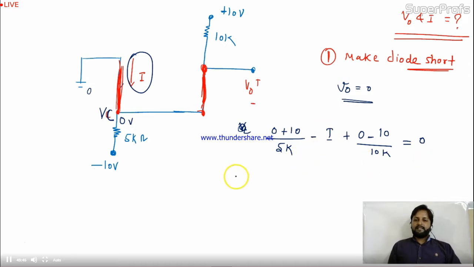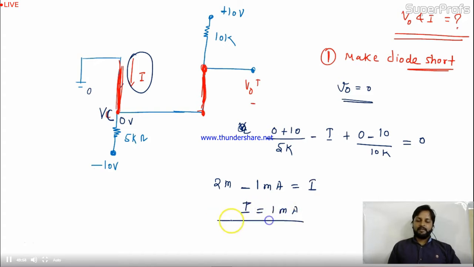So I can take this I to this side. It will be 2 milliampere minus 1 milliampere equal to I. So when you calculate I, it will be 1 milliampere. See, the sign of the I, or the polarity or direction of the I, is positive.